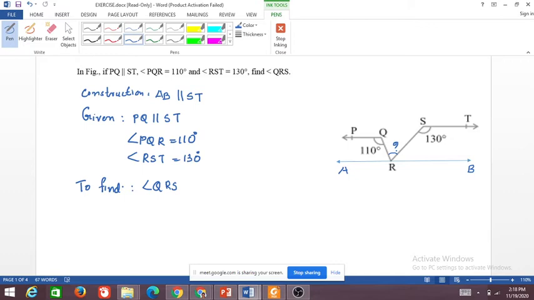And one more thing, how did you know that PQ is parallel to AB? To use all these things, you need to tell that PQ is parallel to AB. So how did you know that they are parallel?